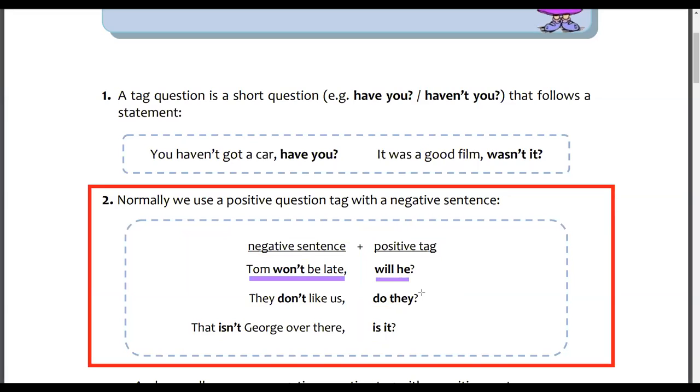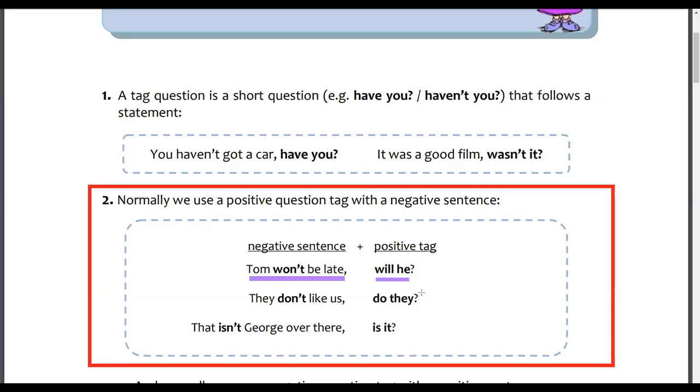So in Spanish, it's much easier, very simple. That would be Tom llegará tarde. O Tom no llegará tarde. ¿No ve? Tom no llegará tarde.